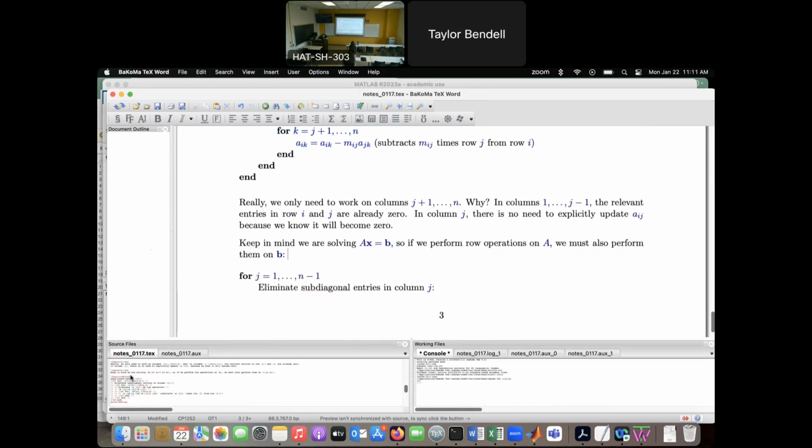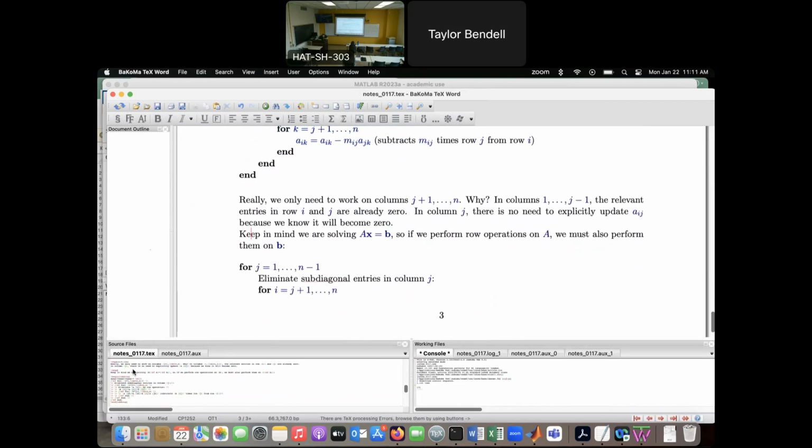Oh. It starts a new page, so it's not broken up across pages.